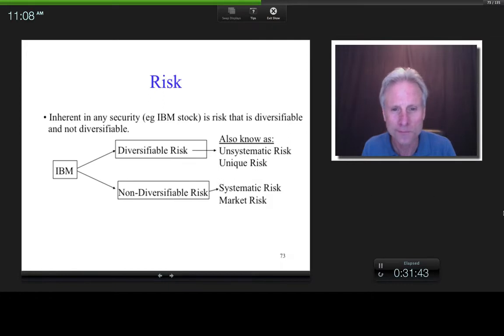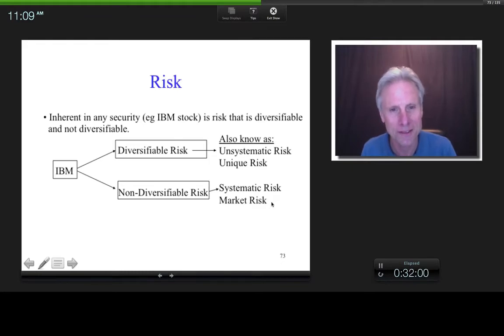By the way, books and textbooks are going to have other names for this. They're going to call diversifiable risk unsystematic and unique, non-diversifiable, systematic, market. I don't like those names, to be honest with you, especially this market risk, because market risk is not risk of the market.